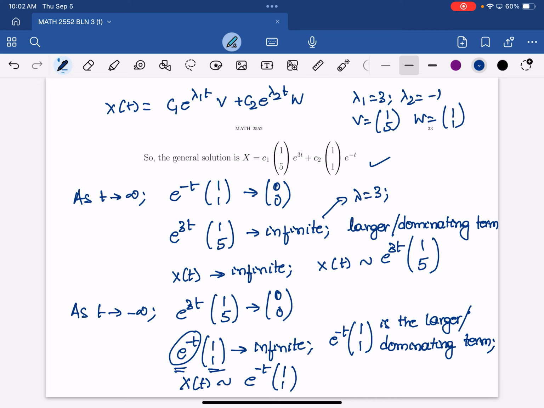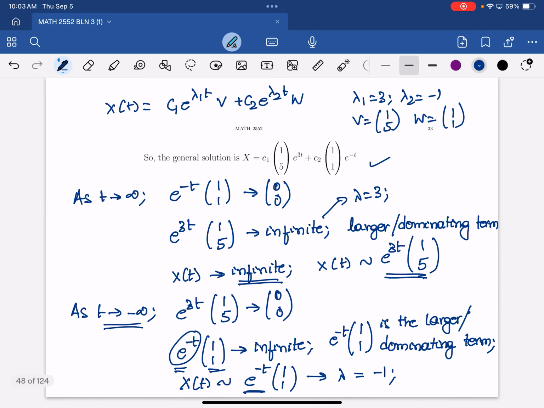So what does this tell you? This tells you that as t goes to infinity, your solution is infinite and unbounded, influenced by e to the 3t. But as t goes to negative infinity, it's influenced by e to the negative t, or the corresponding eigenvalue lambda equals negative 1. Do you agree with me on that? Yes or no? Keep this in mind. We'll come back and tie it up in a few minutes in the phase portrait.